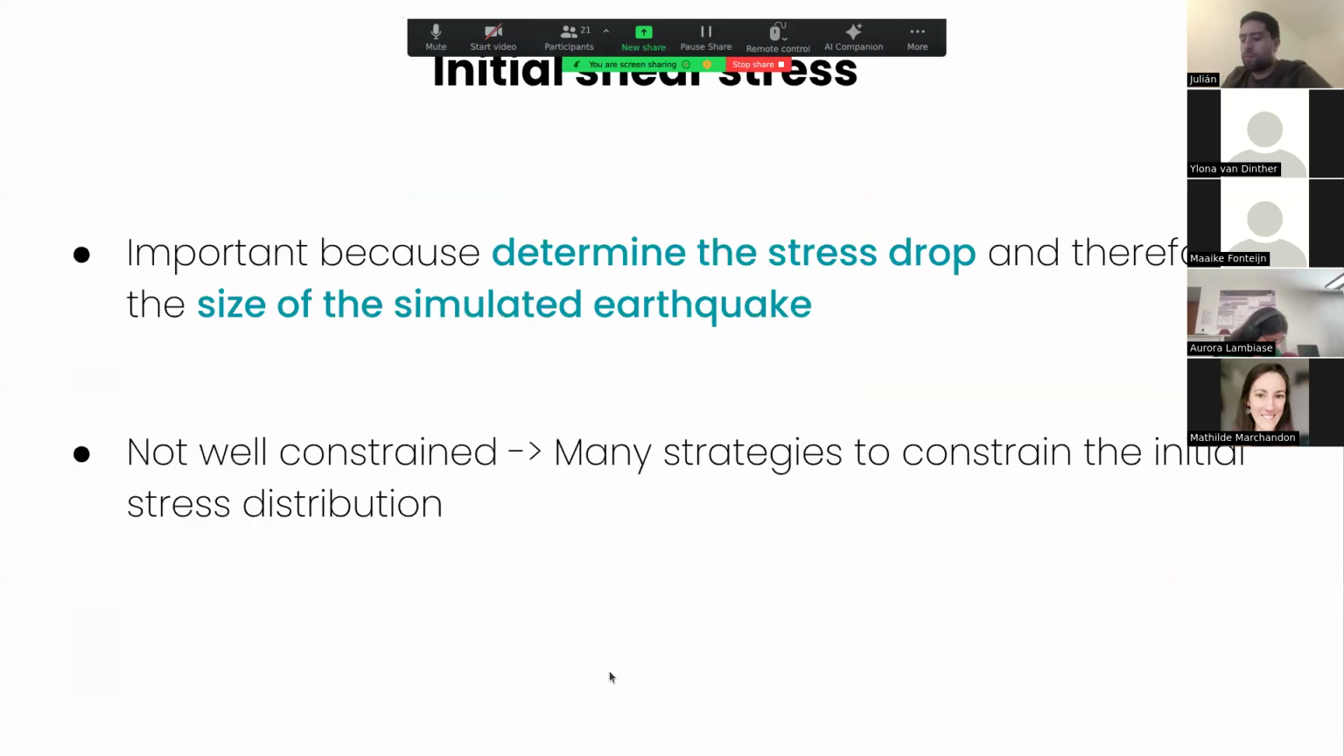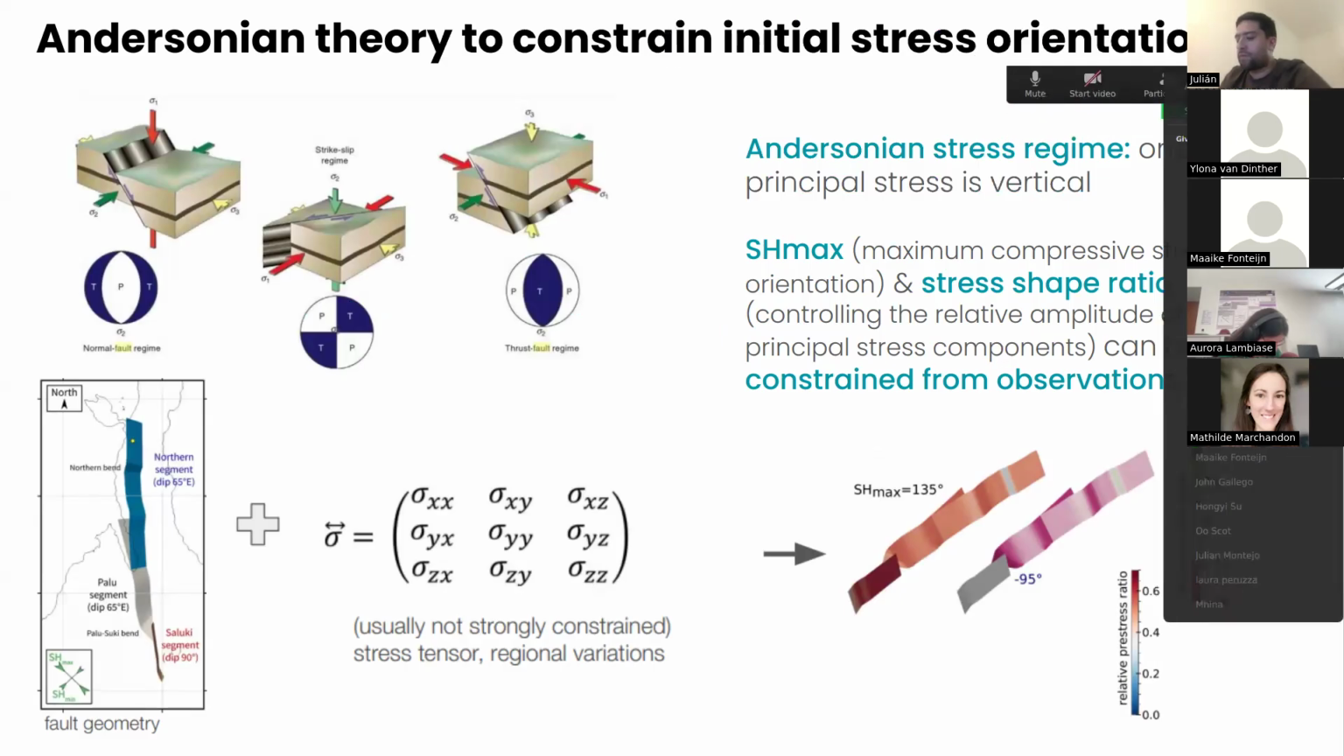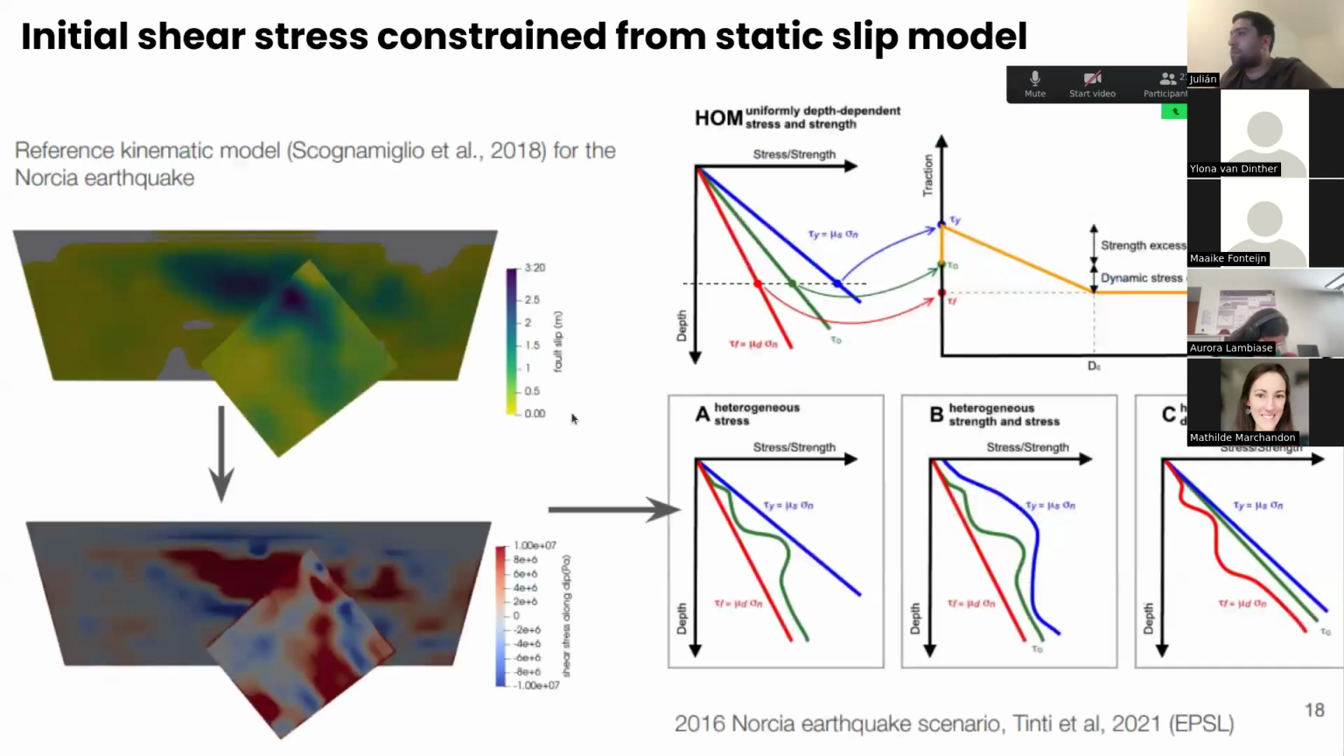So let's start with how we constrain the initial stress. It's a very important parameter because it will determine the stress drop and therefore the size of the simulated earthquake. And it's not very well constrained, so there are many strategies to constrain the initial stress distribution. First, we can use the Andersonian theory of faulting to constrain the initial stress.